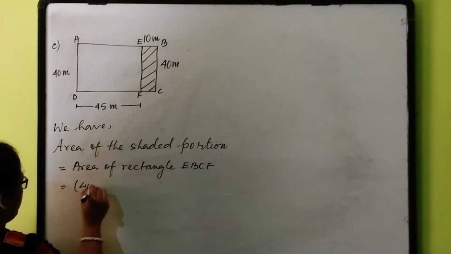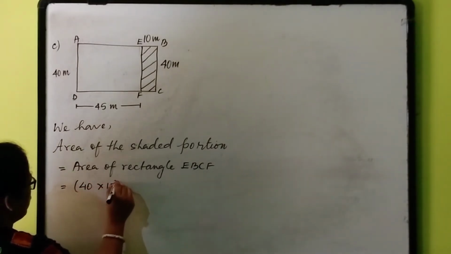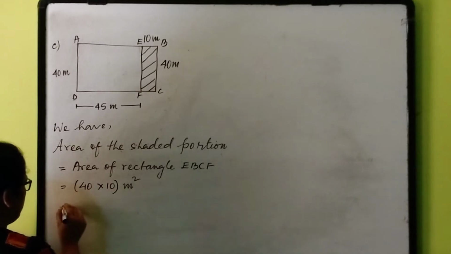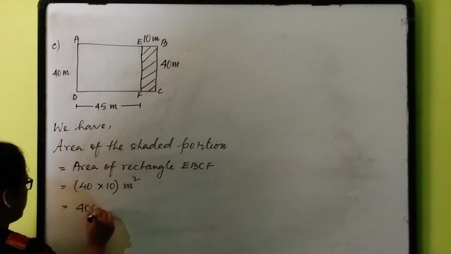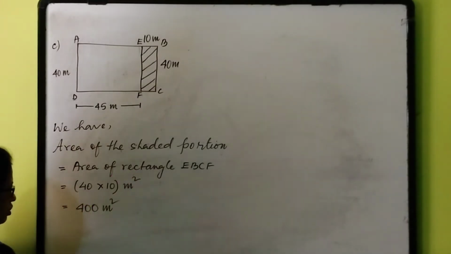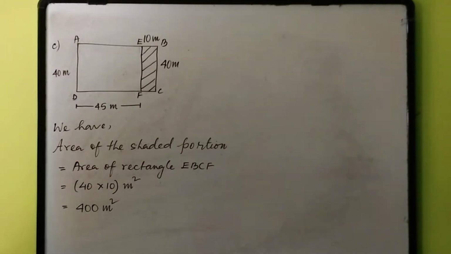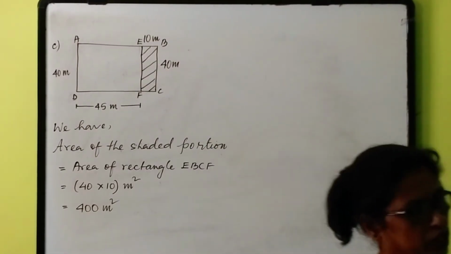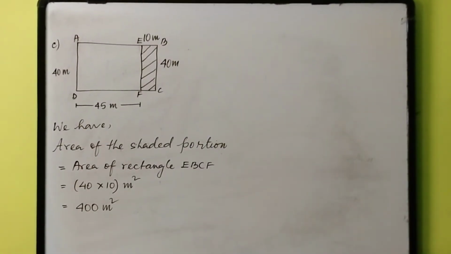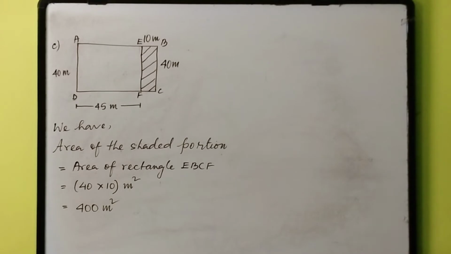It will be length into breadth. Length is 40, breadth is 10. 40 into 10 square meter, that is 400 square meter. This is the area of the shaded portion. Got it? Have a glance on the board, my dear students, give pause to the video and write it down. Note down the things properly. Clear? Okay then, now let me go to the next question.